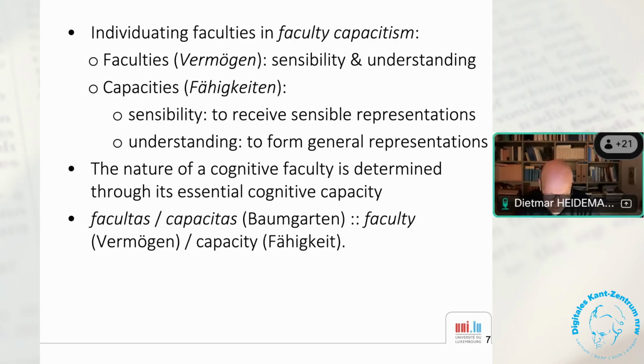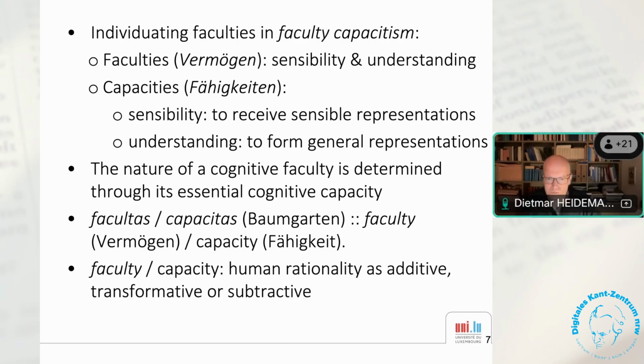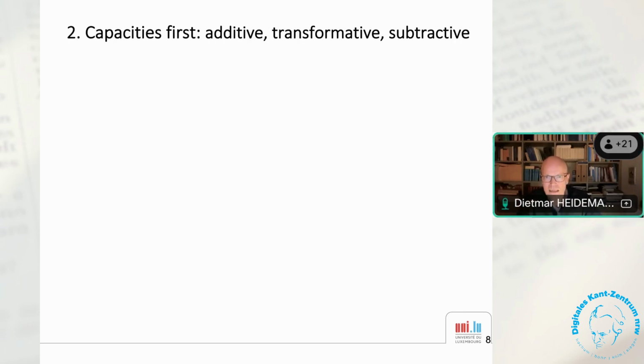Just to give an example, the distinction between facultas and capacitas, faculty and capacity. But the question now is, of course, how does this relate to rationality? How does this help us to understand what rationality is? So human rationality, as I said, is then to be determined alternatively as either additive, transformative, or subtractive, as I just proposed, using this distinction between faculty and capacity, specifically with respect to the subtractive model. And this is what I'm going to do now in section 2, where I will try to show how this distinction between faculty and capacity helps us to explain rationality in Kant.